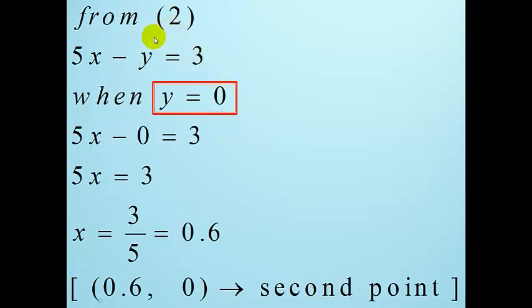Now from the same equation 2, 5x minus y equals 3. When y equals 0, that is when we choose y to be equal to 0, wherever we see y, we substitute it by 0. So in doing that, we have 5x minus 0 equals 3. Now 5x minus 0 equals 5x. So if 5x equals 3, how do we find x? We divide both sides by 5. And so when we divide the left hand side by 5, we are left with x. When we divide the right hand side by 5, we have 3 over 5, and this equals 0.6. So the x coordinate is 0.6 and the y coordinate is 0. So we have 0.6, 0 to be the second point on the second line from the second equation.